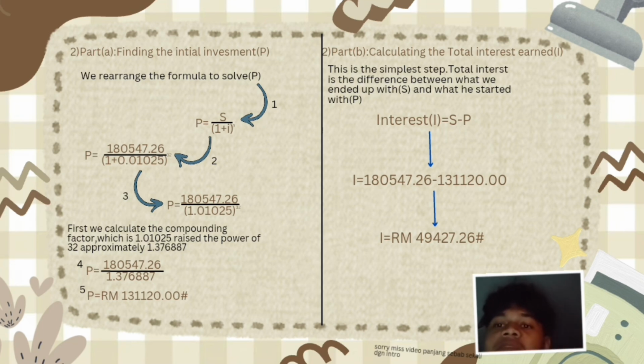We need to read the question carefully because the question gives us a lot of information. So we get the final amount, which is S, the nominal rate, known as K, the compounding, which is M, and the time is T. That's all we can get from just reading the question. So this allows us to calculate i and n.